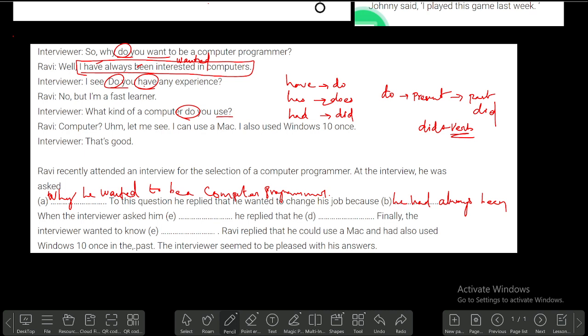And the next to that, when the interviewer asked him, what he asked there? Yes, what is the answer?